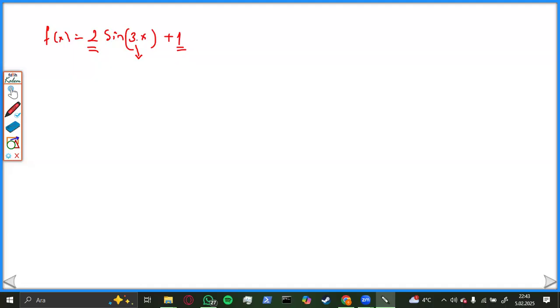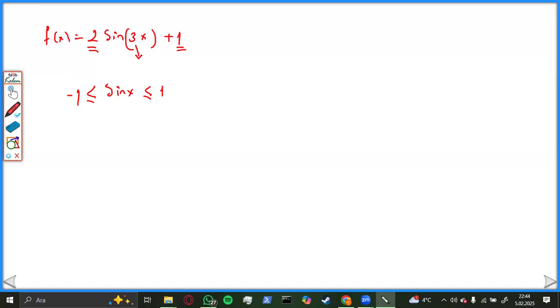But here coefficient 3 is about the period. What I mean here, as you can realize, the value of a sine function is between 1 and -1. In other words, maximum point 1 and minimum point -1 for a sine x function.